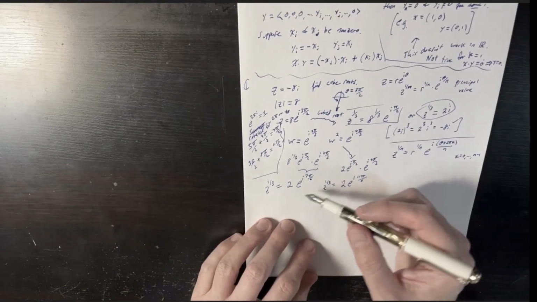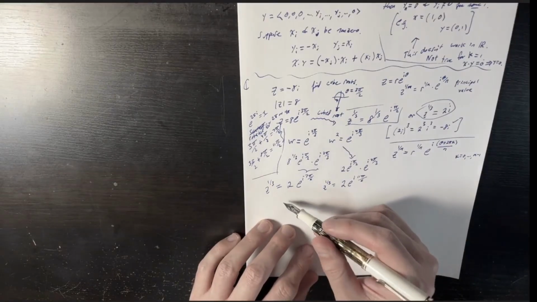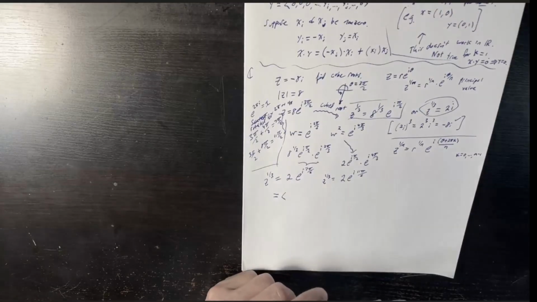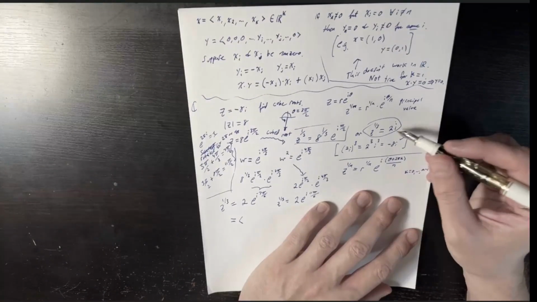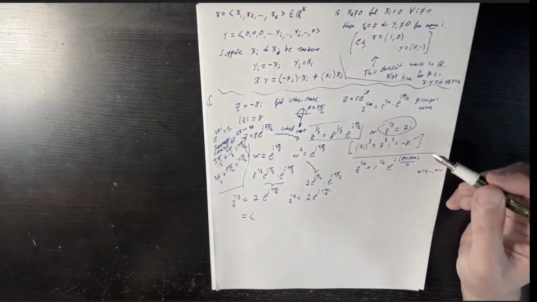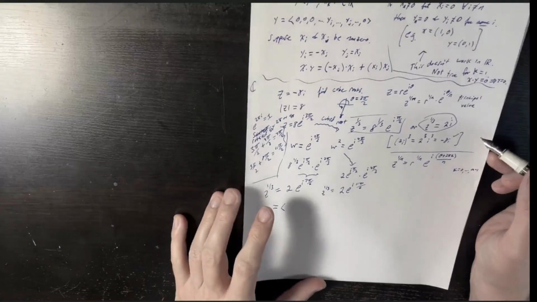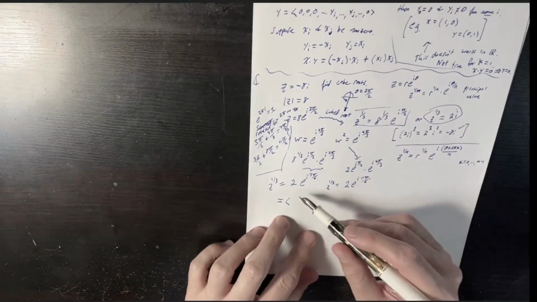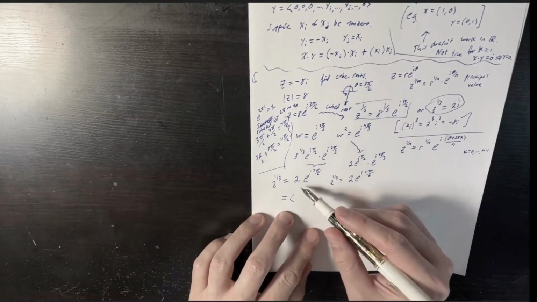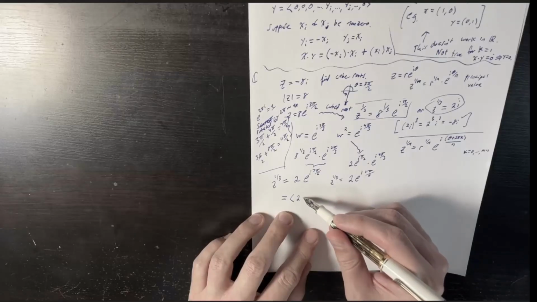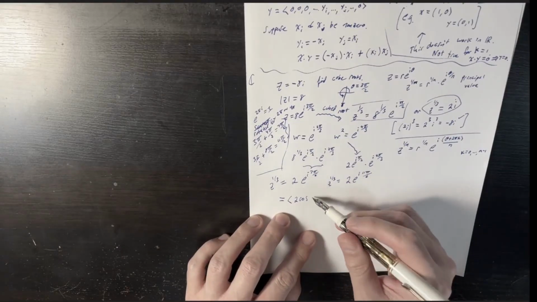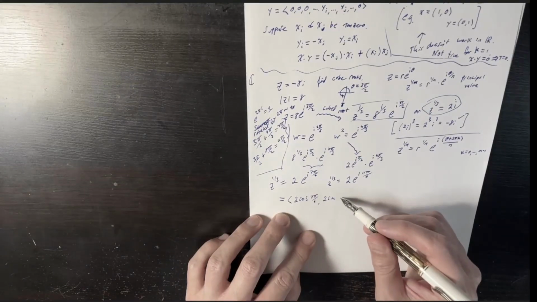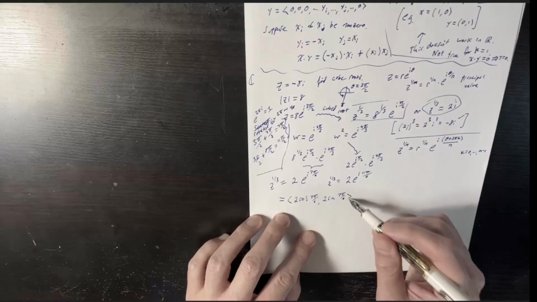And now if you want to put this in a plus bi form, standard form, in Cartesian coordinates instead of polar coordinates, you're doing something like this: 2 cos of the angle and 2 sine of the angle. That's one of them.